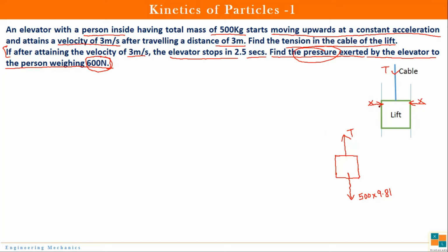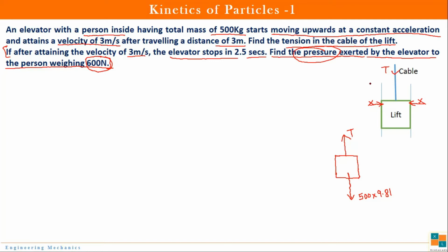Next is the friction force. As there is no friction given, we will not take friction force into account. So with this we have completed showing all the forces acting on this lift. Now as per the step, next step is to show the inertia force or the imaginary force in the direction opposite to the motion of the body.